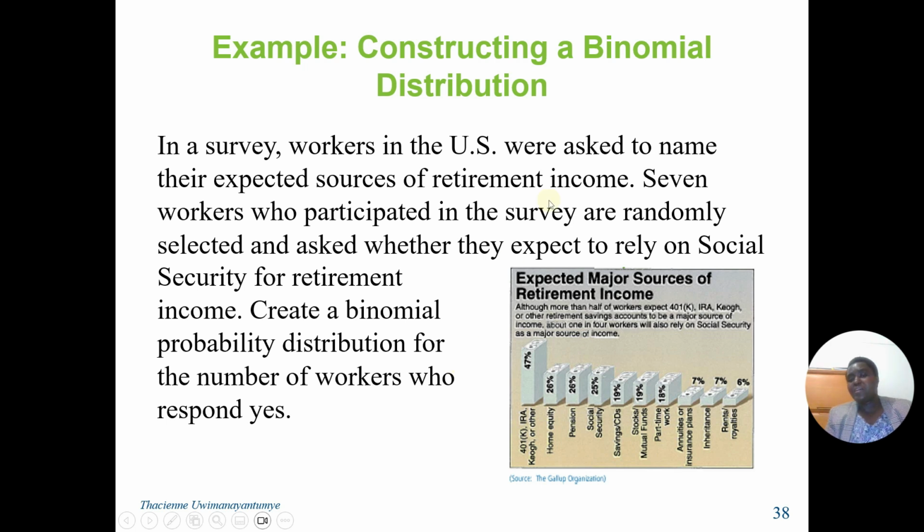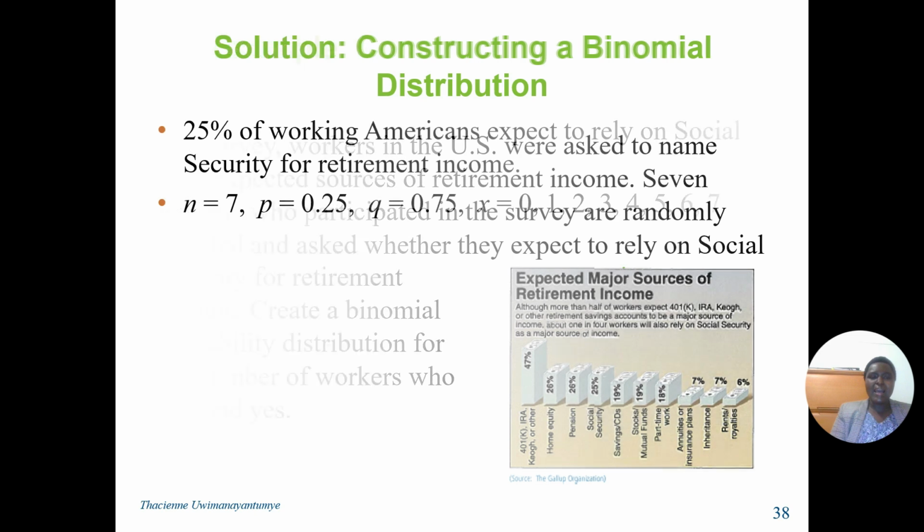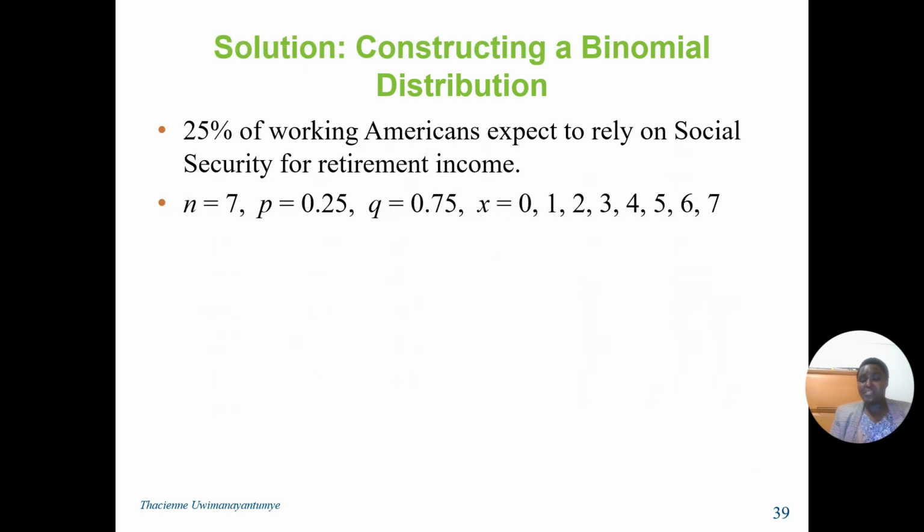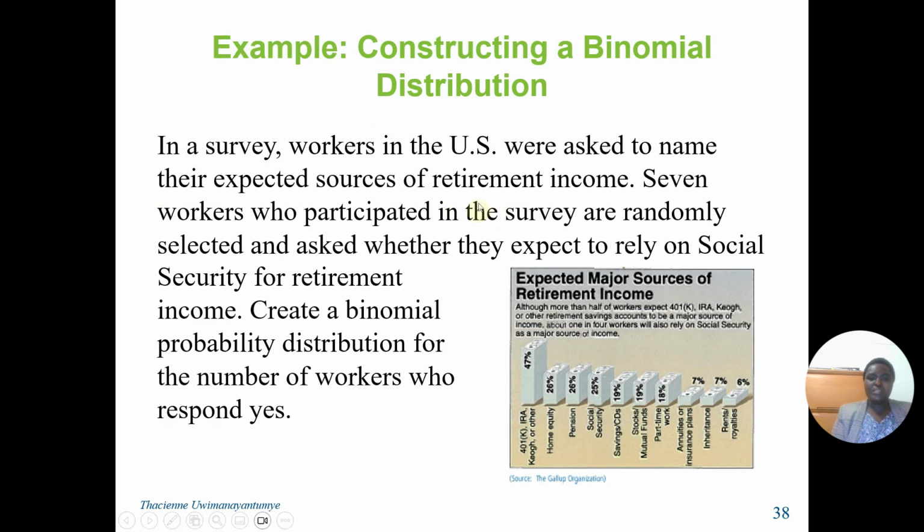So in a survey, they asked people whether they will rely on Social Security for retirement or not. Our task is to construct a binomial probability distribution for the number of workers who responded yes. It is said that 25% of American workers expect to rely on Social Security for retirement income. So this is the probability of success for our random variable.